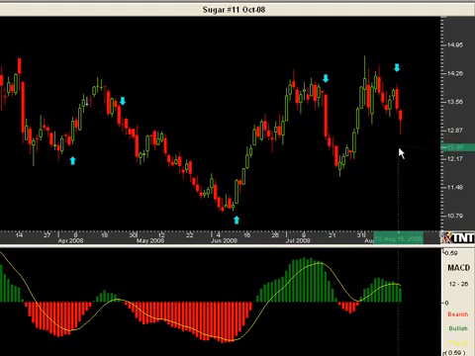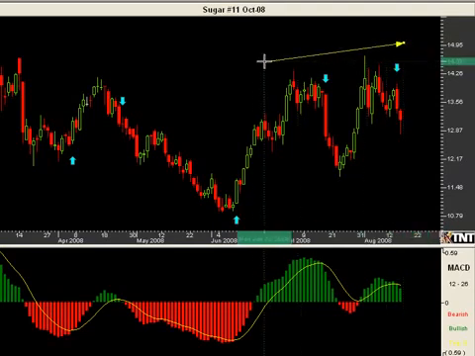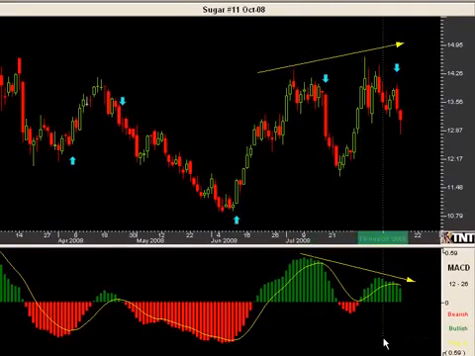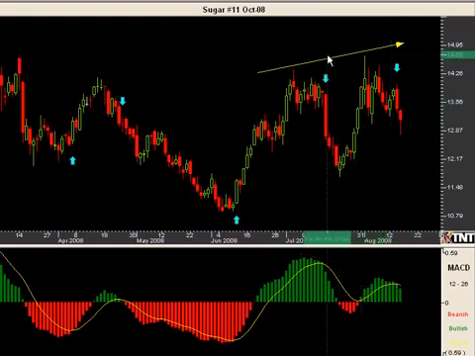MACD is also good at picking out divergences. Divergence is when one thing is happening in the indicator and another thing is happening on your prices. So for instance, here prices were still heading higher, and yet on MACD the indicator was heading lower. That's divergence. And when you have price divergence with your indicator, the indicator will almost always win out.